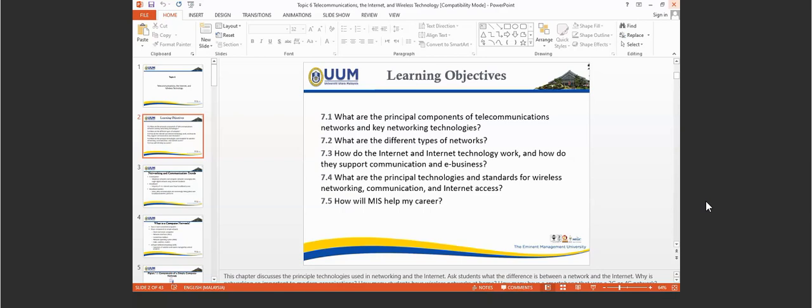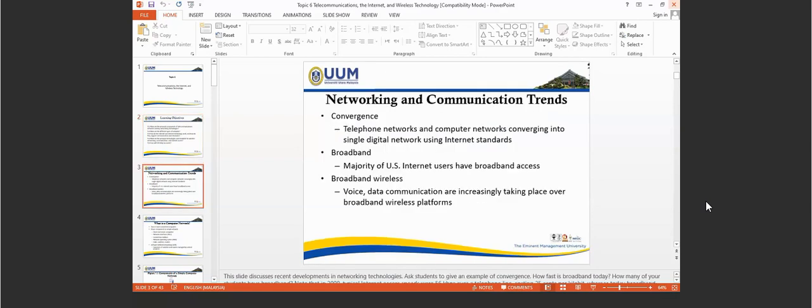Wireless is a technology that supports connectivity. No need to be plugged into a wire. You can connect to the internet, but you also have to consider internet security. Access to the internet, all of that is very important. And how MIS or information system skills help you in your career. For sure, that will support your competitiveness when you would like to get a job.